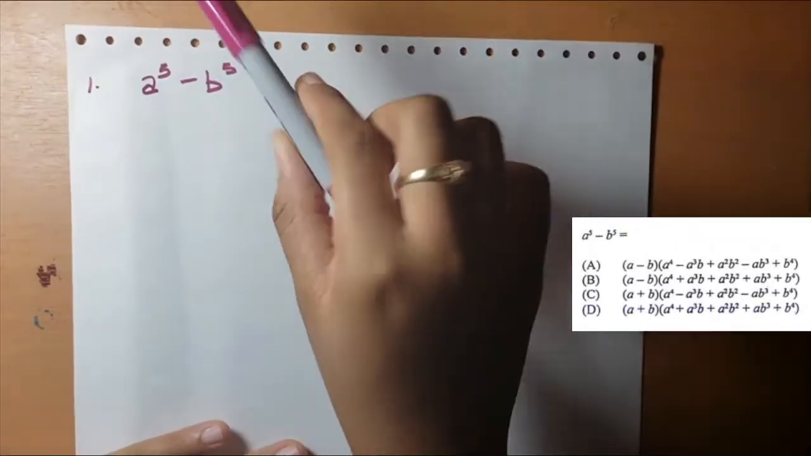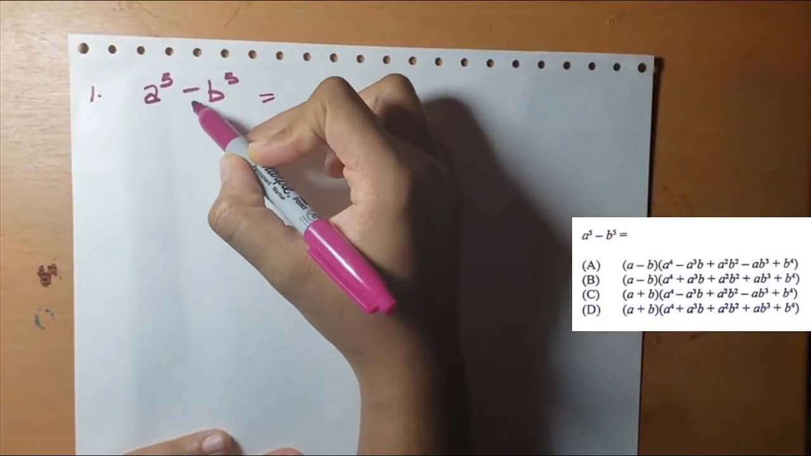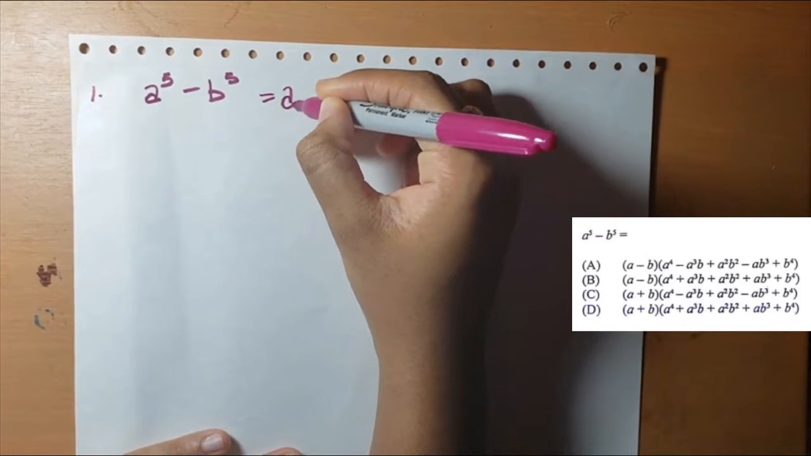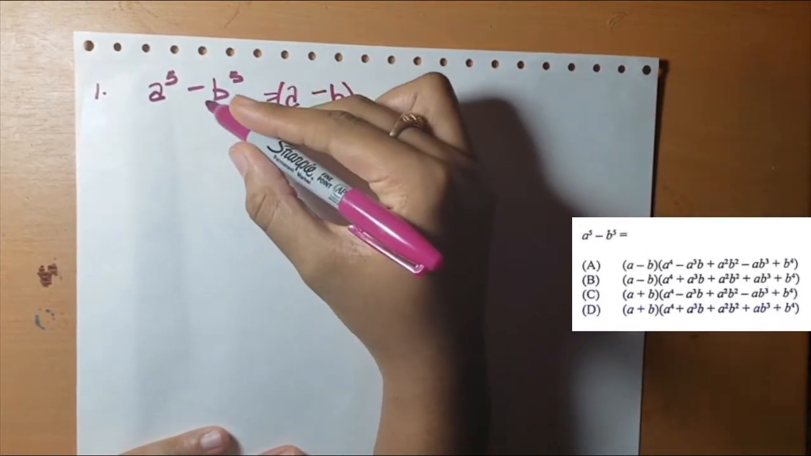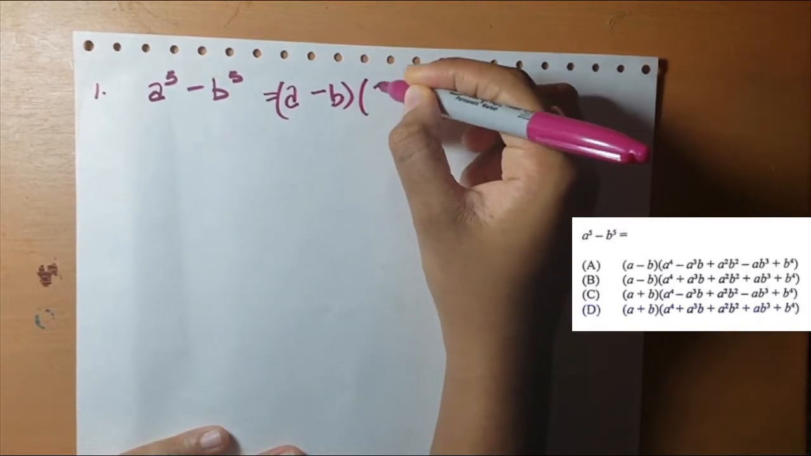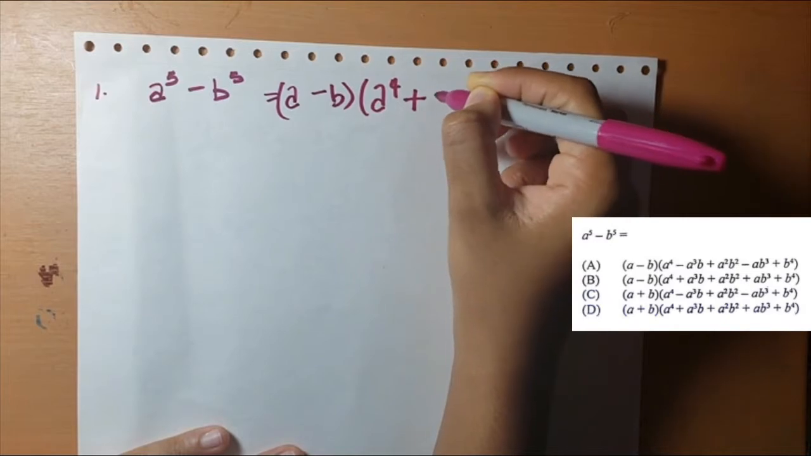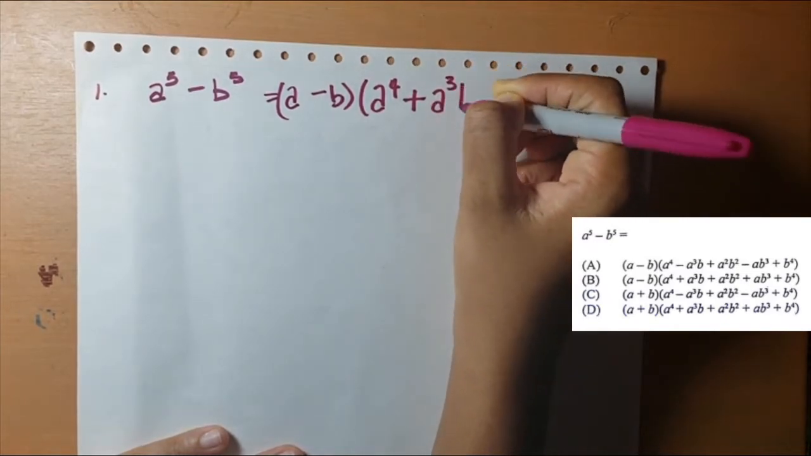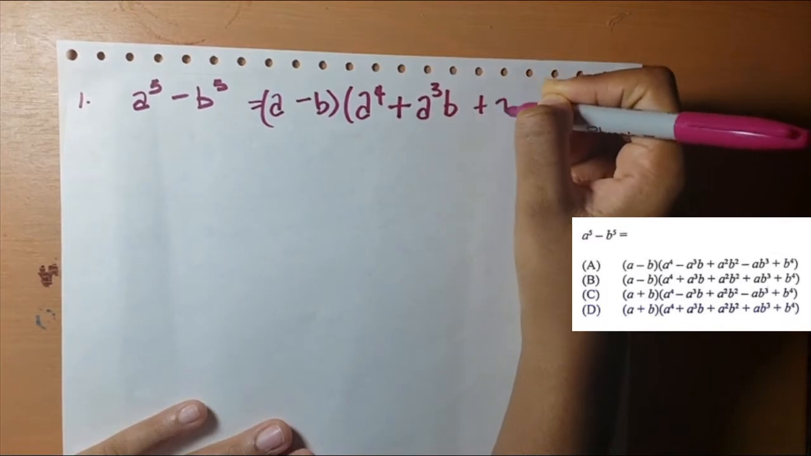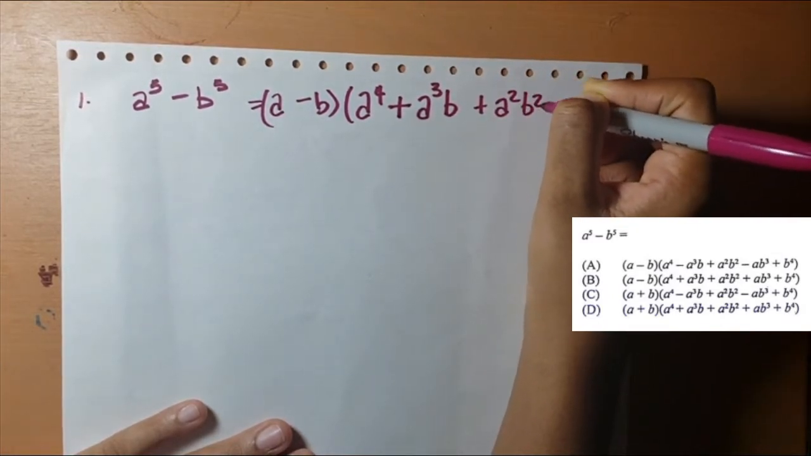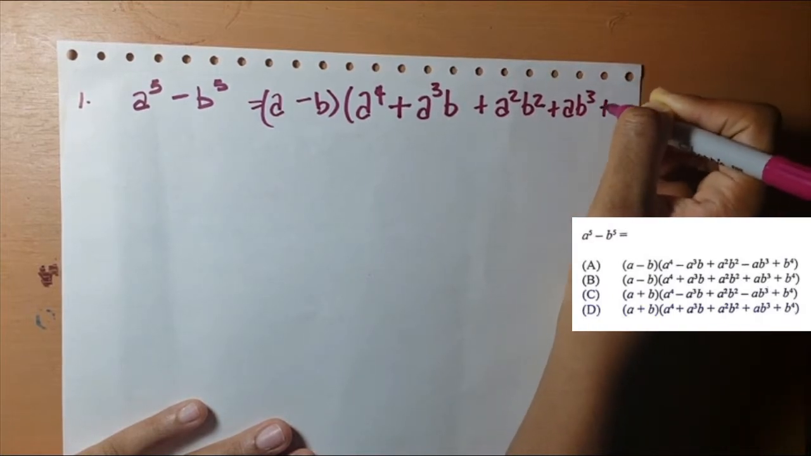So for the difference of fifth powers, when you have a minus in the middle, you start off with a minus b, and then you get a to the fourth plus a to the third b plus a squared b squared plus a b cubed plus b to the fourth. Let me write it down and explain what happened.